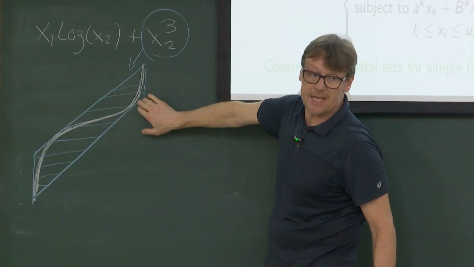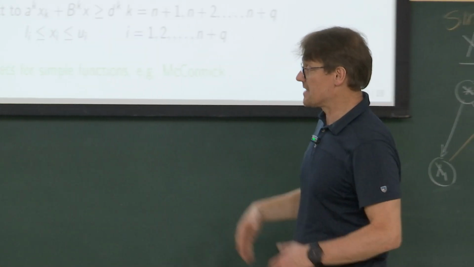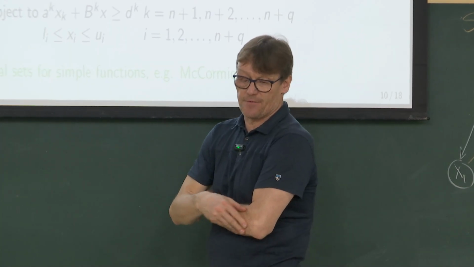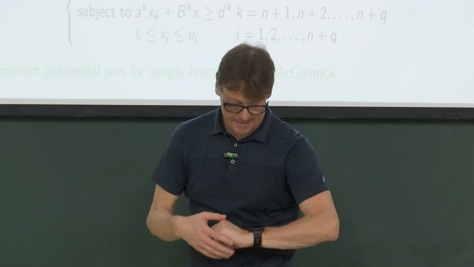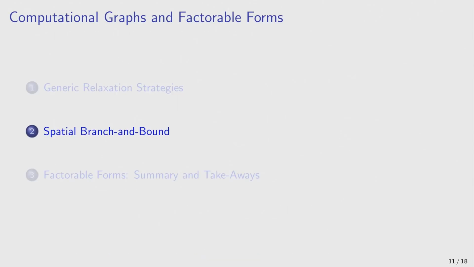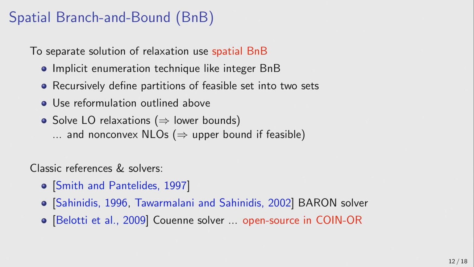That's a polyhedral relaxation. I can do something similar for the McCormick underestimators for the bilinear terms. And I can construct these sets and get a linear optimization relaxation of a mixed integer nonlinear optimization problem. And with that, I can now do branch and bound. And Smith and Pantelidis, I think, were the first to realize the connection to the computational graph, and that they could use this to actually create this whole mechanism automatically.